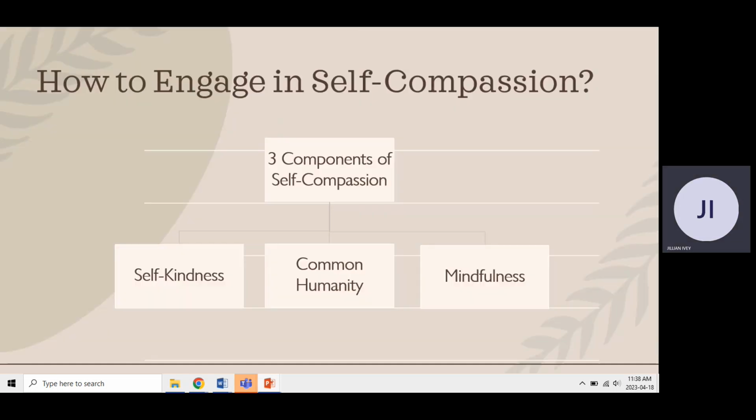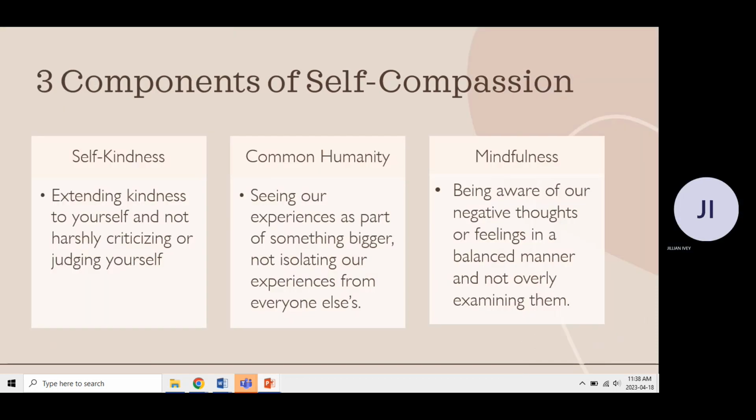So how to engage in self-compassion? There are 3 components of it. There is self-kindness, common humanity, and mindfulness. Self-kindness is extending kindness to yourself and not harshly criticizing or judging yourself. Common humanity is seeing our experiences as part of something bigger, not isolating our experiences from everyone else's. And mindfulness, which is being aware of our negative thoughts or feelings in a balanced manner and not overly examining them.